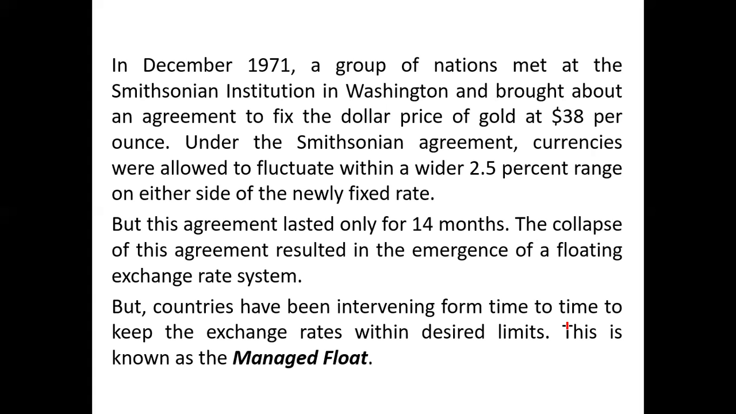The rate is $38 per ounce of gold, but the countries were allowed to make a variation up to 2.5%. But this agreement also lasted only for 14 months. The Smithsonian agreement lasted only for 14 months. The collapse of this Smithsonian agreement resulted in the emergence of a floating exchange rate system. So the floating exchange rate system actually came into being practically in 1971.